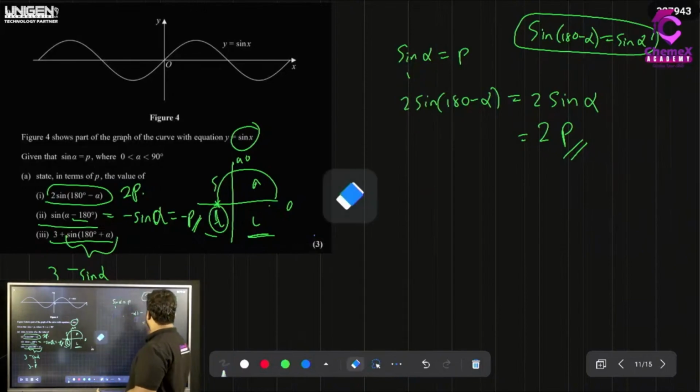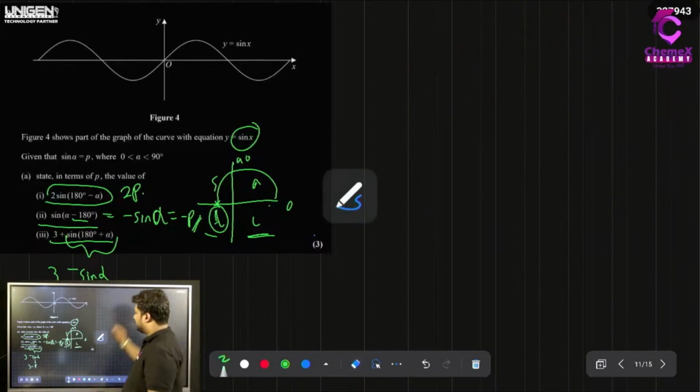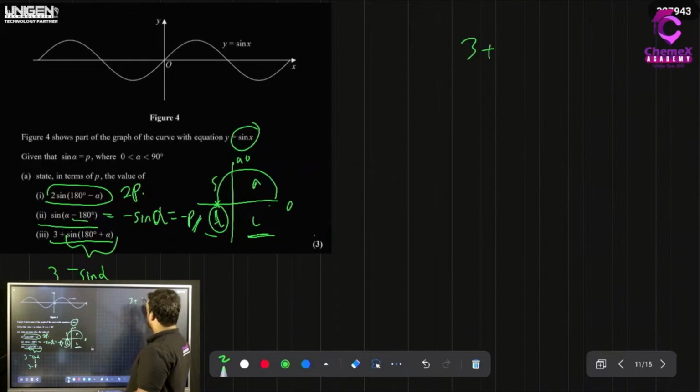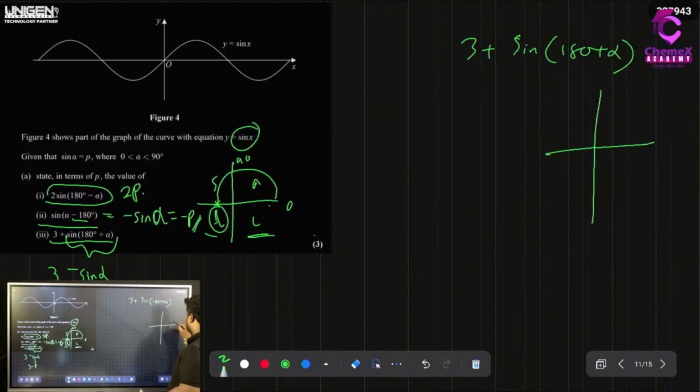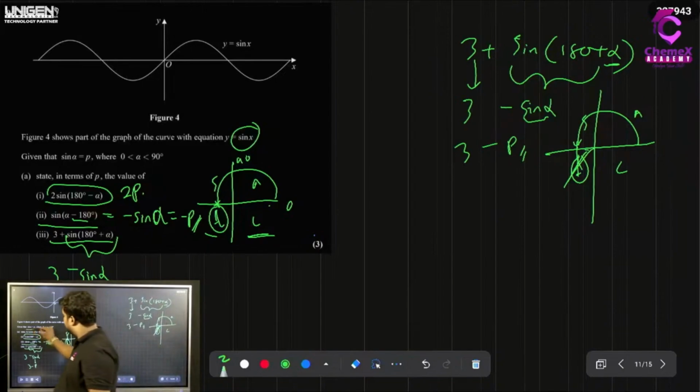So three plus sine 180 plus alpha. If you take all silver teacups, 180 is where you go from here to here. So more than 180 means it's in the tan region, right? Somewhere here. So if it's in the tan region, this part is minus sine alpha, and you have the 3 as it is coming down. You know that sine alpha is P, right? They have given it in the question here. So 3 minus P is the answer for the third part.